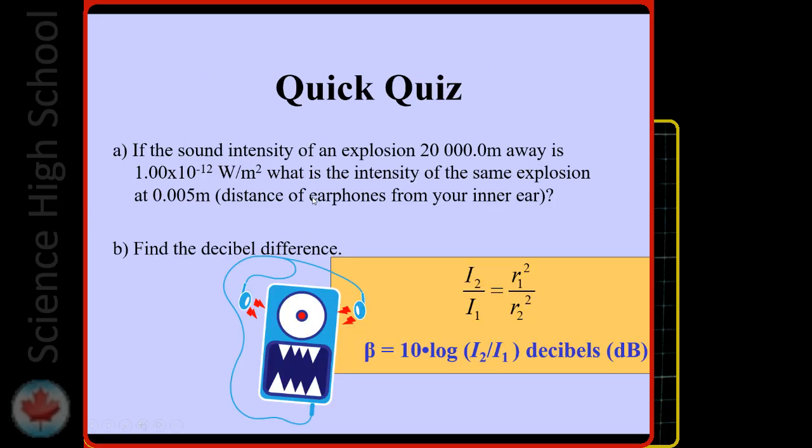All right, quick little thing. Let's read through this. Question A, if the sound intensity of an explosion 20,000 meters away, so notice that's 20 kilometers away, is 1 times 10 to the power of negative 12 watts per meter squared, so a realistic sound intensity, what's the intensity of the same explosion that's 0.005 meters away? Notice that that's half a centimeter away.